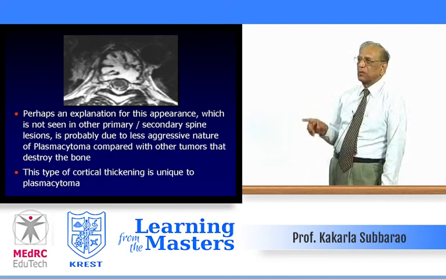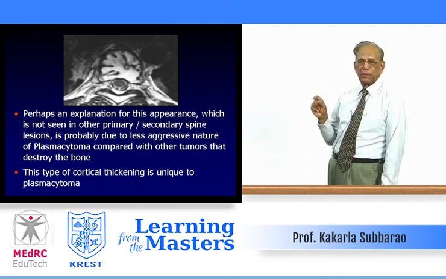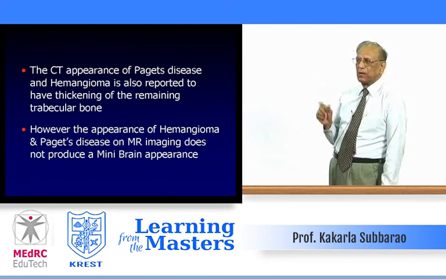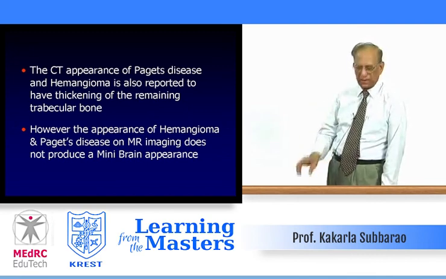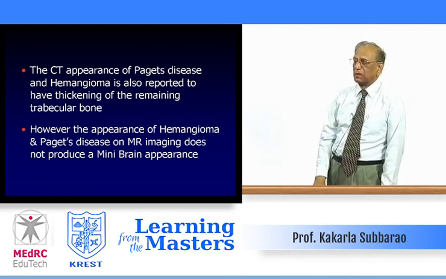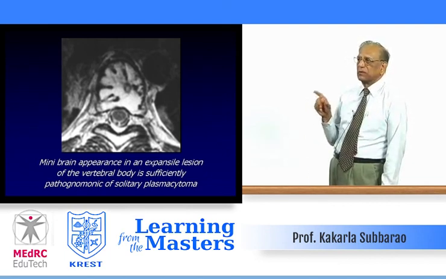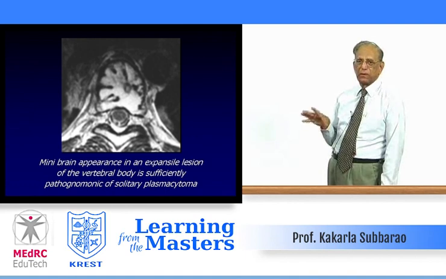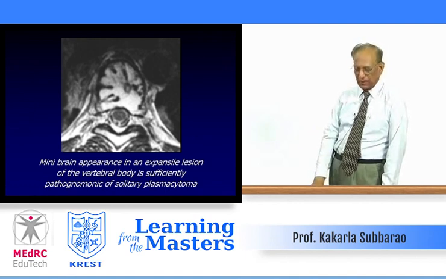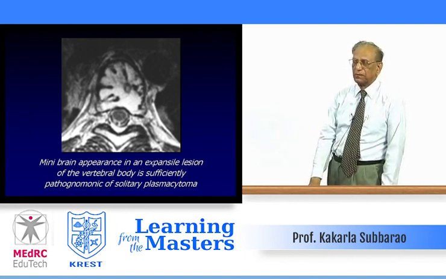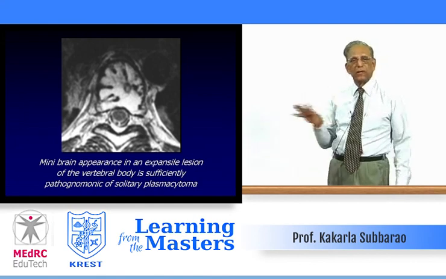The CT appearance of Paget disease and hemangioma is also reported to have thickening of the trabeculae, residual trabeculae. However, the appearance of hemangioma and Paget disease on MR imaging does not produce the mini brain appearance. That's the point that I want to express. Mini brain appearance in an expansile lesion of the vertebral body is sufficiently pathognomonic of solitary plasmacytoma.